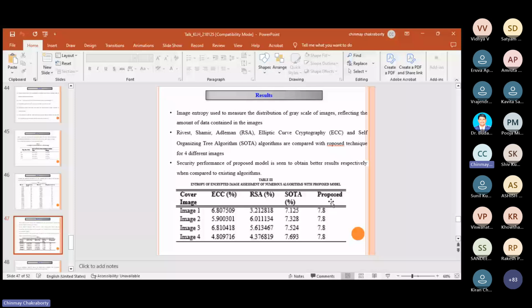So that means the security performance of the proposed model is seen to obtain a better result when compared to the existing algorithms. These are the existing algorithms, basically ECC, RSA, and SOTA.